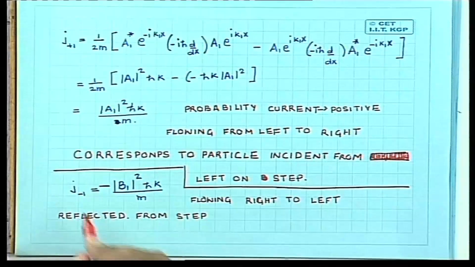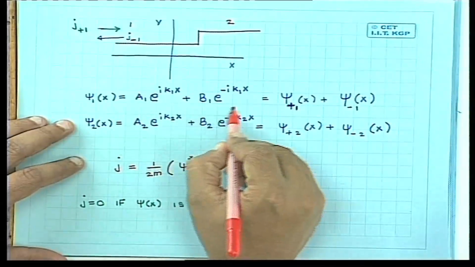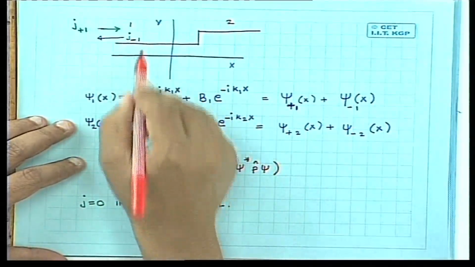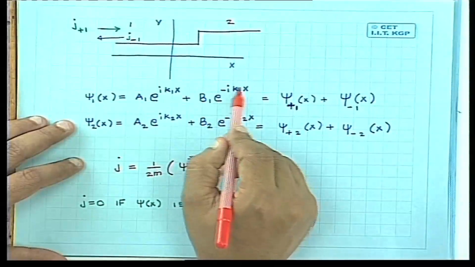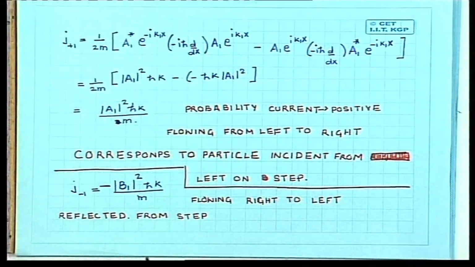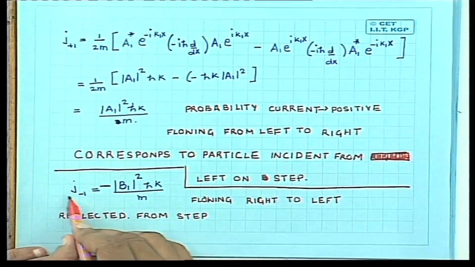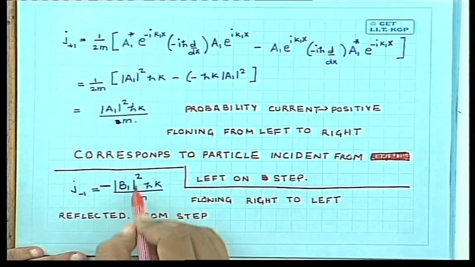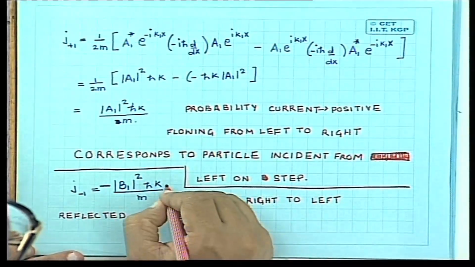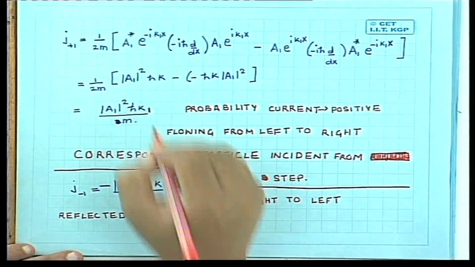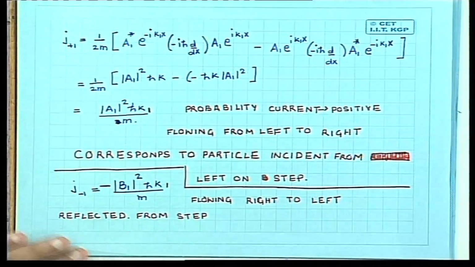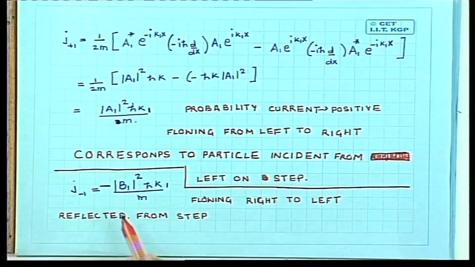Okay. Similarly, if you calculate the probability current for psi minus 1, which is this part of the wave function on the left hand side, this part of the wave function in region 1, b1 e to the power minus k1x, then this will have an extra minus sign, and what you will get is that j minus 1 is equal to minus the mod of b square h cross k1 by m. This corresponds to a particle moving from right to left because the probability current is negative.